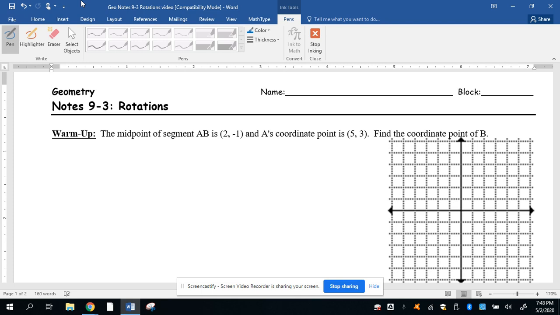Hello, this is Geometry Notes 9.3 on rotations. We're going to start with a warm-up question. Go ahead and do it. After you are done, go ahead and unpause the video. So pause the video right now to do this problem.